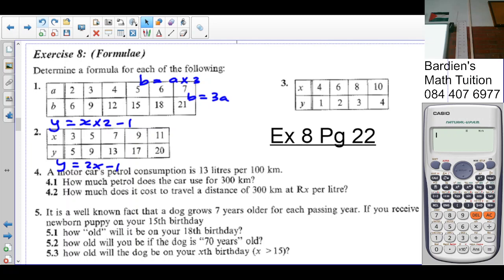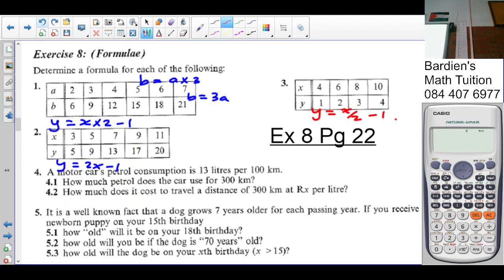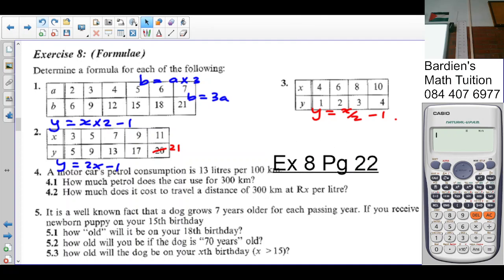Y is equal to x divided by 2 minus 1. You all agree with that? Yes, Michael? But for number 2, 11 times 2 is 20. That's supposed to be 21, not so? There's a typing error in the book. Okay, you guys okay with that? Let's carry on.